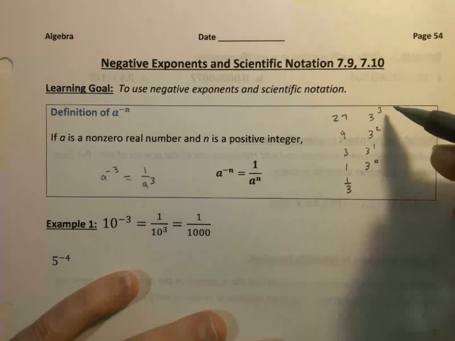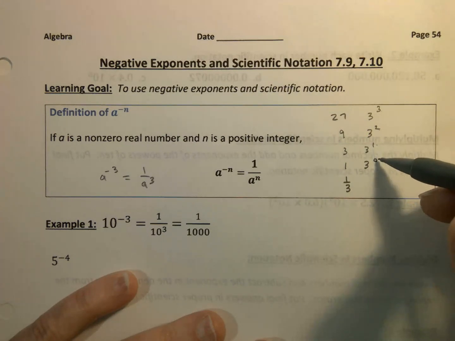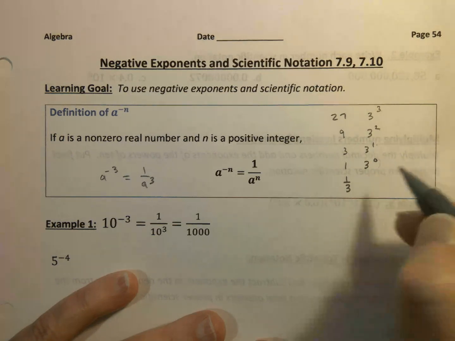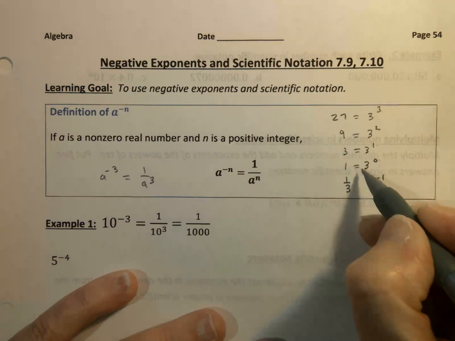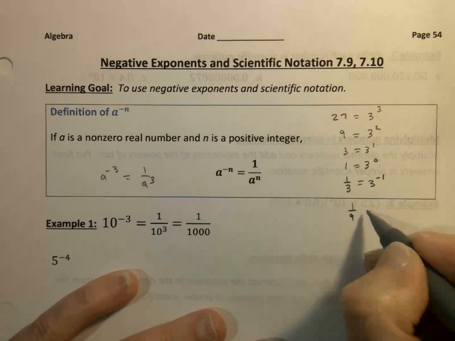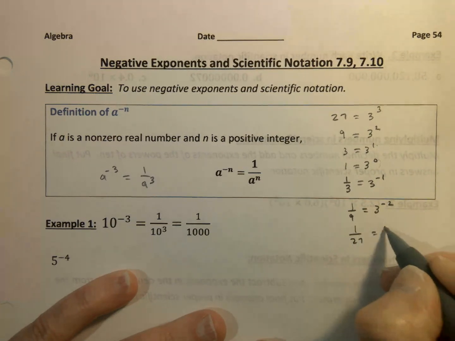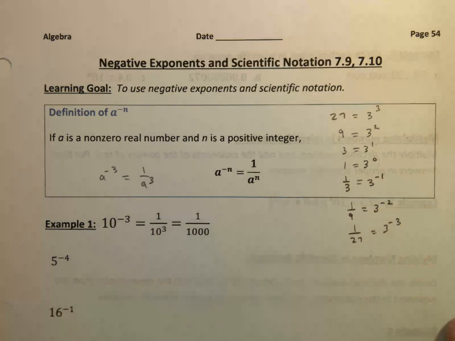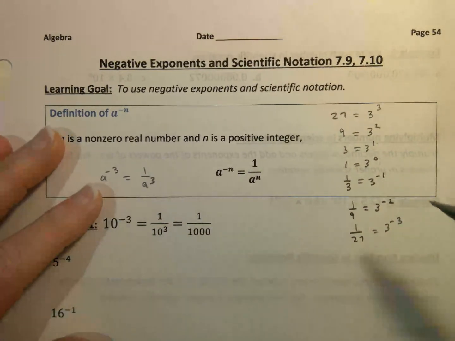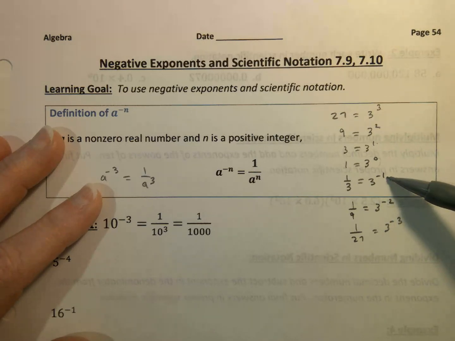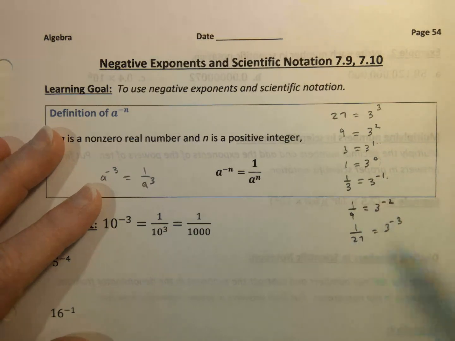Okay, notice how here I'm subtracting 1 each time. So 3 minus 1 is 2, 2 minus 1 is 1, 1 minus 1 is 0. 0 minus 1 is negative 1. If I divide this by 3, I get 1 over 9, which is 3 to the negative 2. If I divide that by 3, I get 1 over 27, which is 3 to the negative 3. So that's why it works. Okay, so basically 3 to the first power is 3, so 3 to the negative 1 would be 1 over 3. So we're just flipping it over.